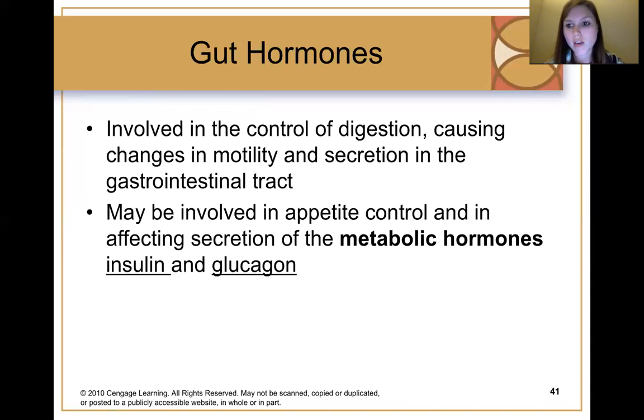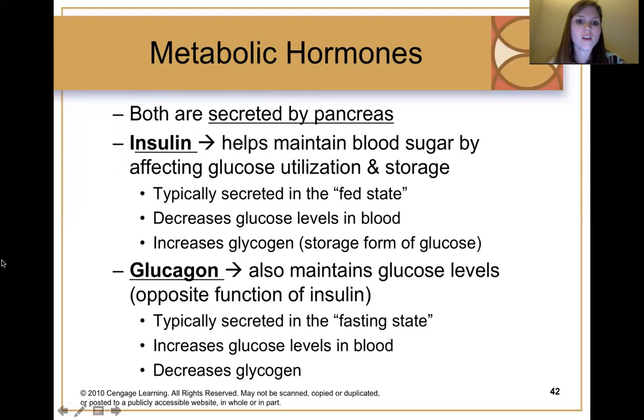So these are the two that we're going to briefly talk about. For intro, you don't really need to know the exact specifics of these, but just have a general idea of what they do.